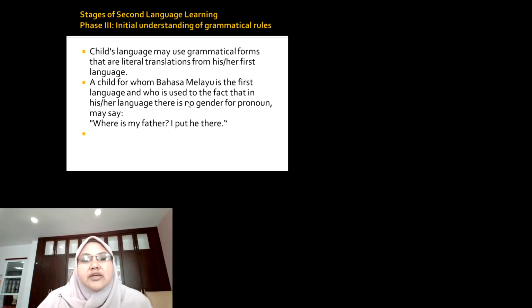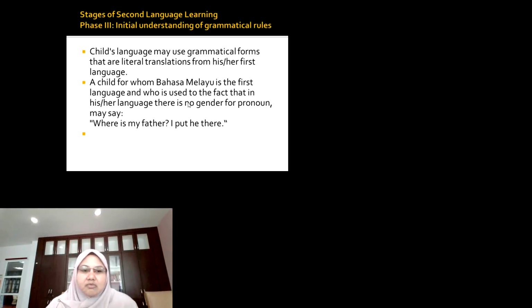And a child's language may use grammatical forms that are literal translations from his or her language. This is also very common. For example, a child for whom Bahasa Melayu is the first language is used to the fact that in his or her language, there is no gender for pronouns. Because in Bahasa we don't have he or she. He is for the masculine, and she is for the feminine. So it's quite difficult for us. In Bahasa we say dia. Dia can be a boy, it can be a girl.